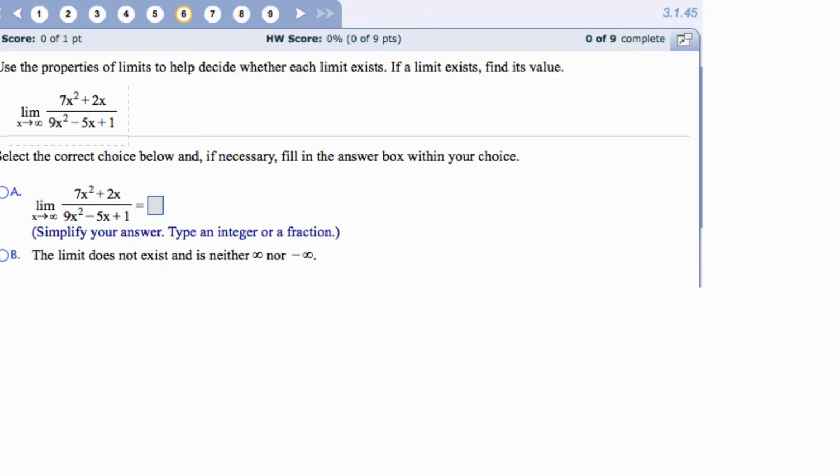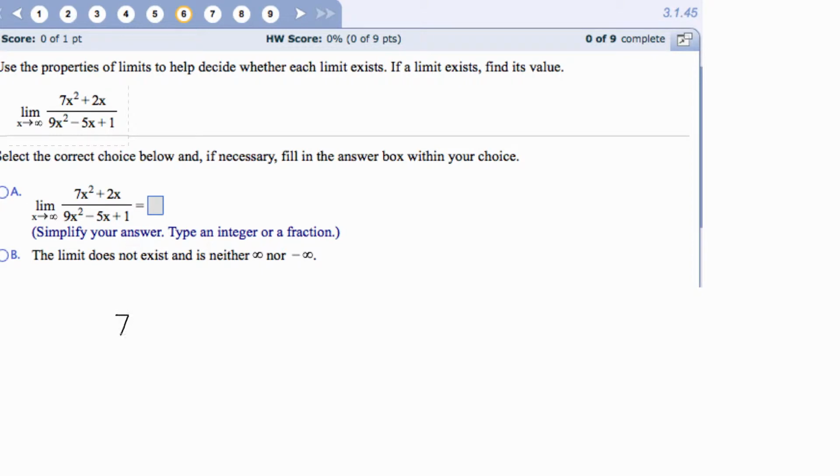Hello. I want to do these three problems at once because they're very similar for one thing. We're trying to calculate these limits as x approaches infinity. The trick to them is always to rewrite the expression so that you can see what's happening. If you look at this expression here, you'll notice that both the numerator and the denominator are going to infinity, so there's a chance this limit exists.